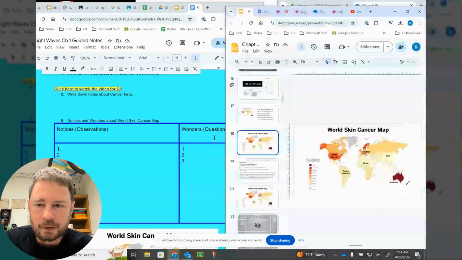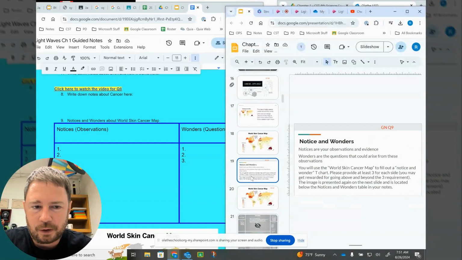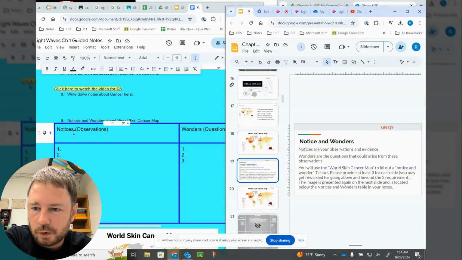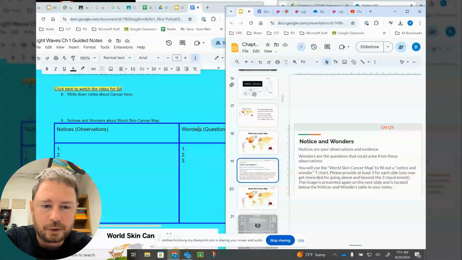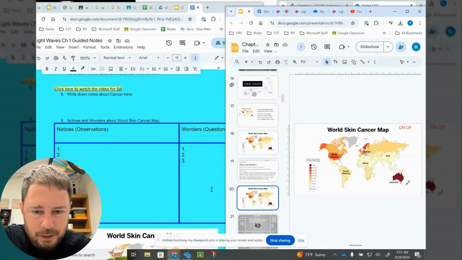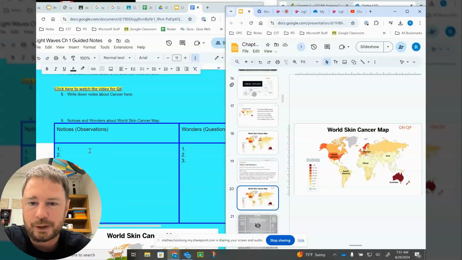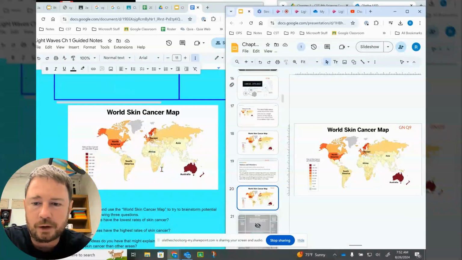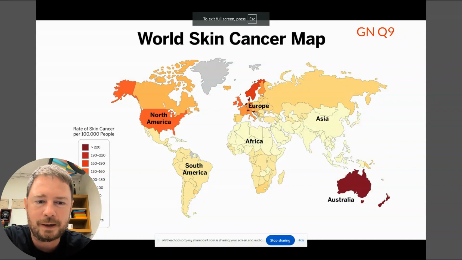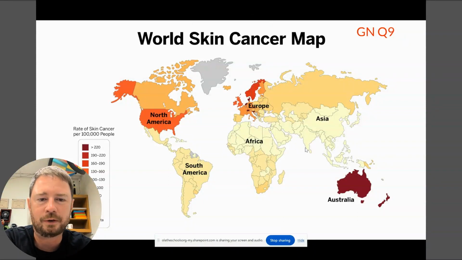So what I want you to do is something called notices and wonders. This is on question 9. Notices are your observations and evidence. Wonders are the questions that could arise from these observations. I want you to look at this world skin cancer map and try to come up with at least 3 notices and 3 wonders. So it's here in your notes, or I'll put it on large on the video. So pause and write down 3 things that you notice and 3 things that you wonder about.